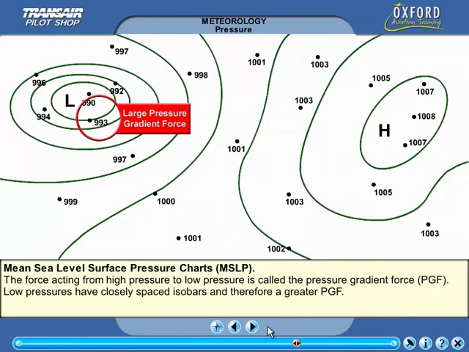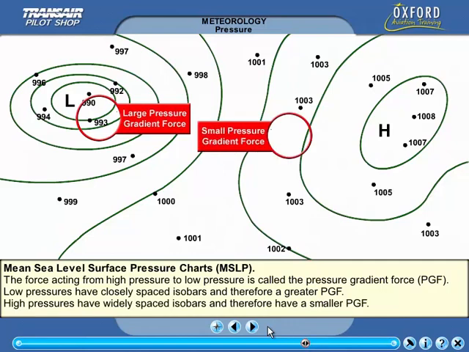Closely spaced isobars show a large change in the pressure and therefore a large pressure gradient force. This is common within low pressures. Widely spaced isobars show a small change in the pressure and therefore a small pressure gradient force. This is common within high pressures.